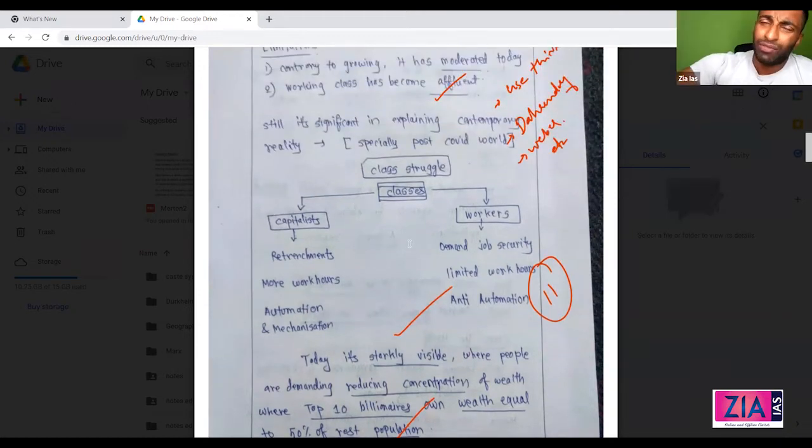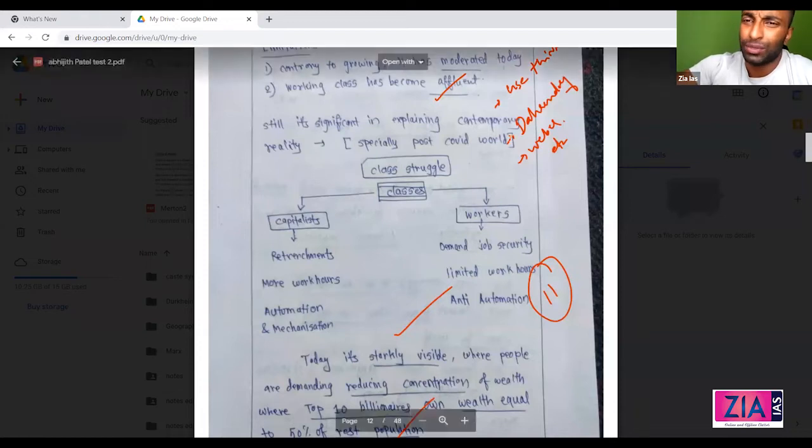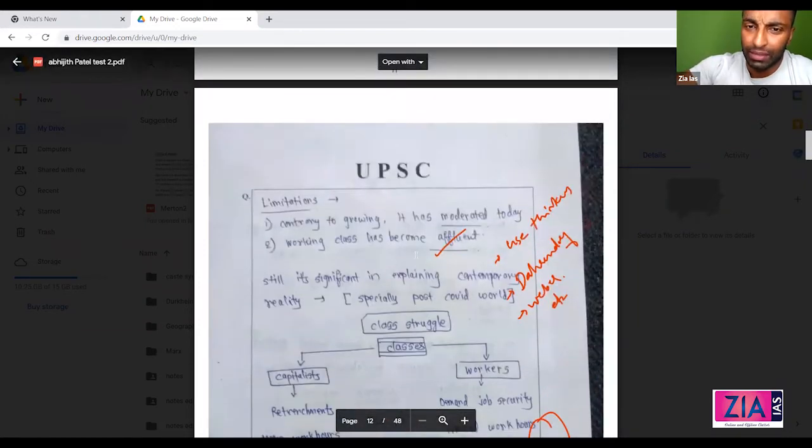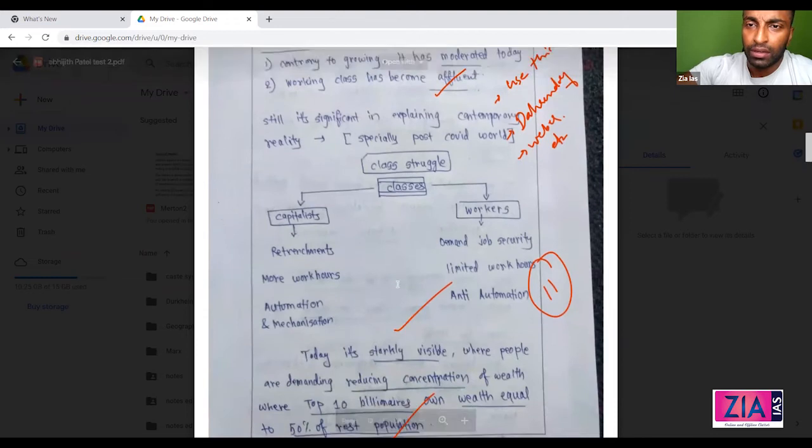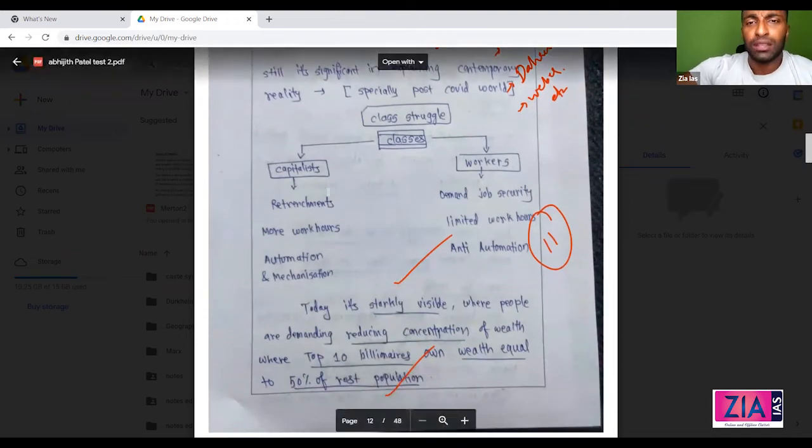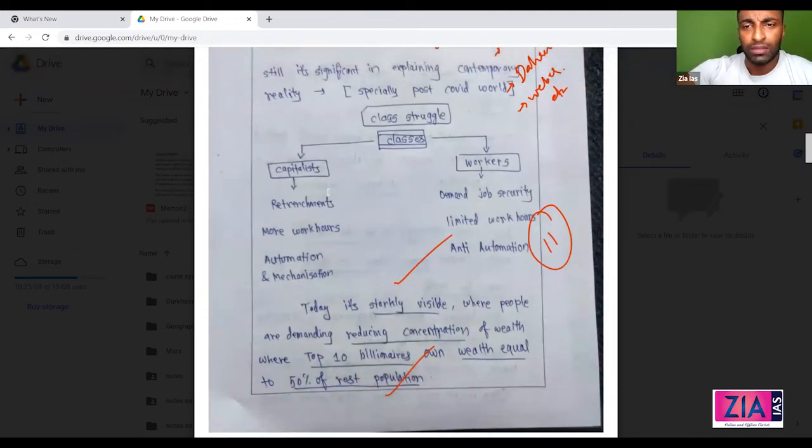2-3 thinkers you can use, one or two will be fine. These two are the best ones to write here when it comes to class, Dahrendorf and Weber. That's why I've mentioned these two. Otherwise, you see the PDF, I have given n number of examples, but you can't remember all. No need to remember all of those.